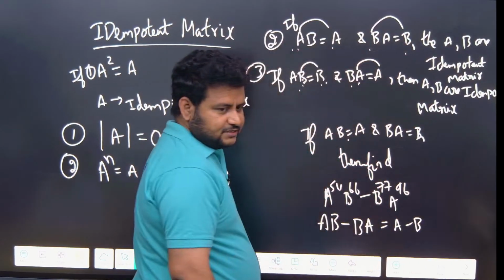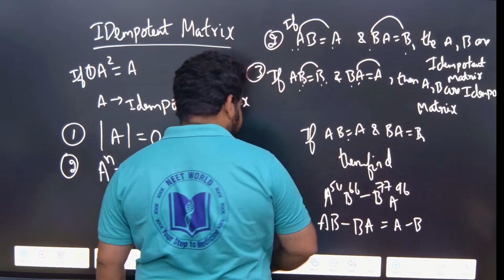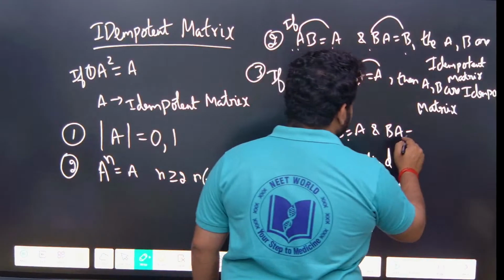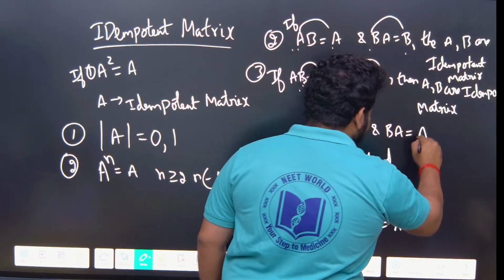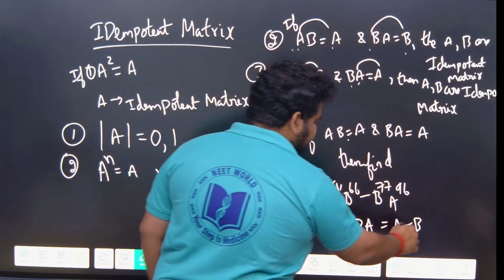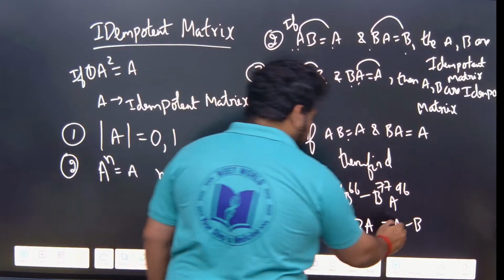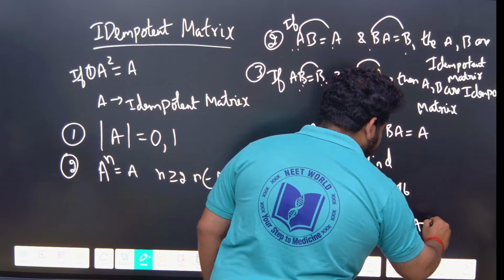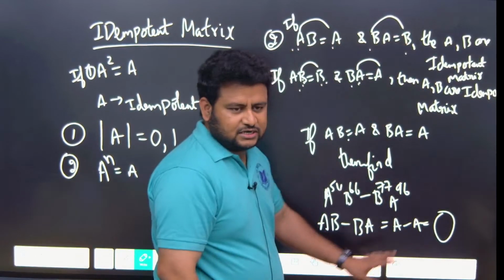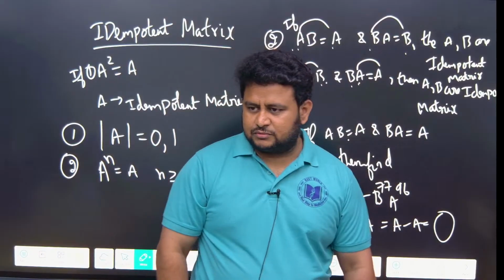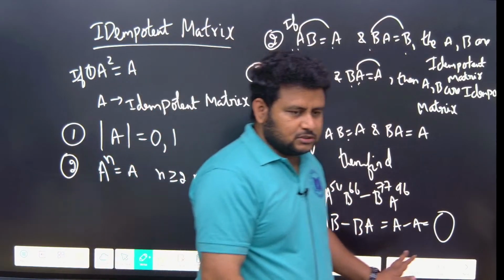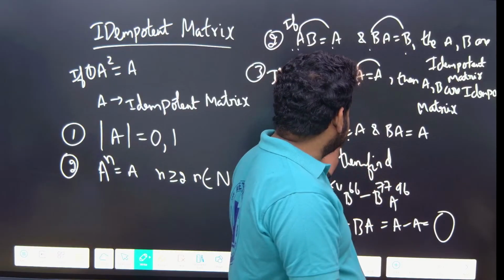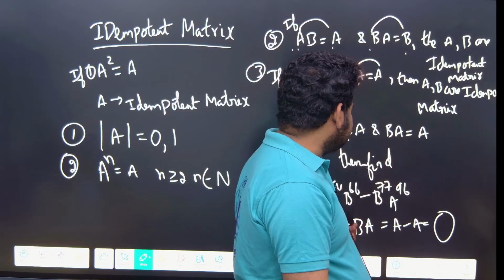Or if they give AB is equal to A and BA is equal to A only, then it will become A minus A, which will become 0. Here you should write it as a null matrix. It is not 0, it is a null matrix. Understood this one concept? This is how, if they give a question on idempotent matrix, you should be able to solve: AB is equal to A and BA is equal to A, then find.